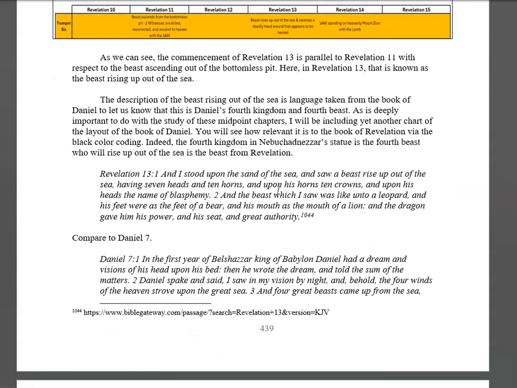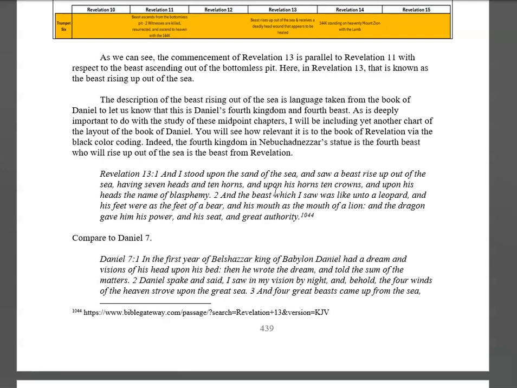As we can see, the commencement of Revelation 13 is parallel to Revelation 11 with respect to the beast ascending out of the bottomless pit. Here in Revelation 13, that is known as the beast rising up out of the sea. The description of the beast rising out of the sea is language taken from the book of Daniel to let us know that this is Daniel's fourth kingdom and fourth beast, as is deeply important to do with the study of these midpoint chapters. I will be including yet another chart of the layout of the book of Daniel. You will see how relevant it is to the book of Revelation via the black color coding. So just know that that's coming.